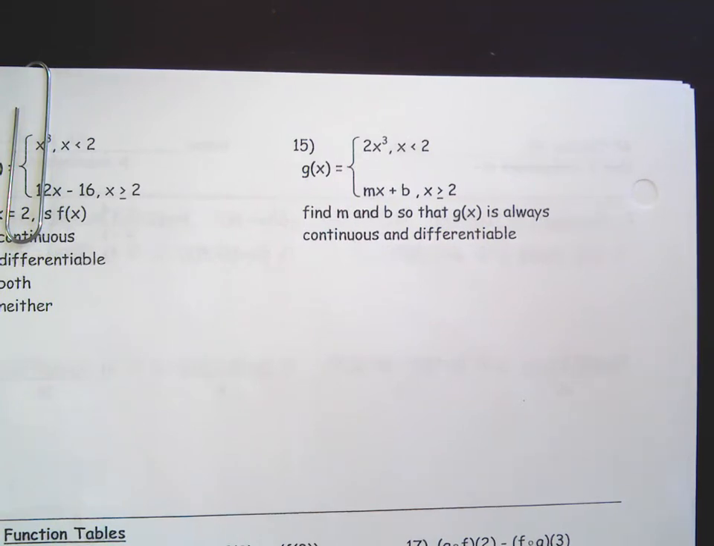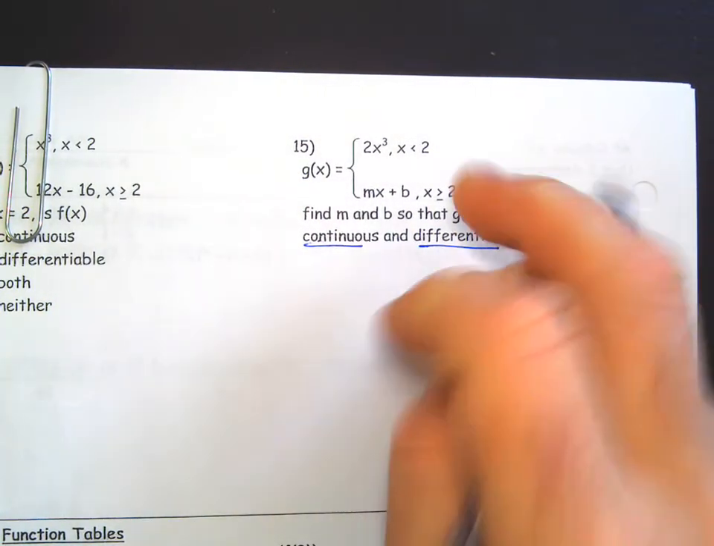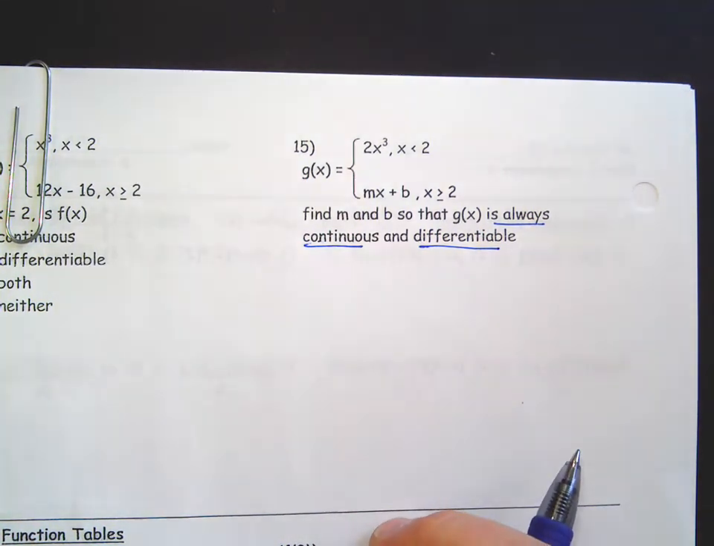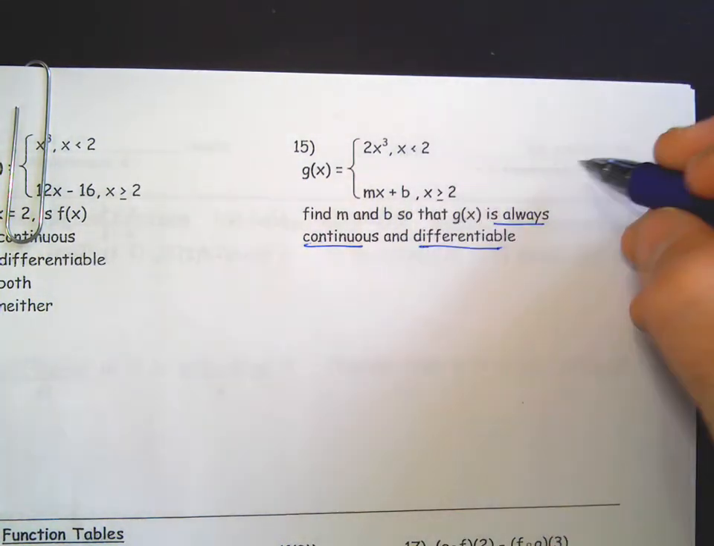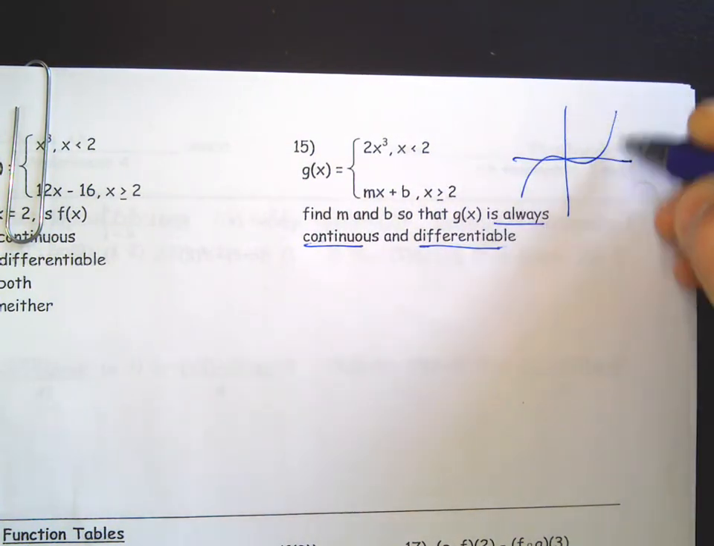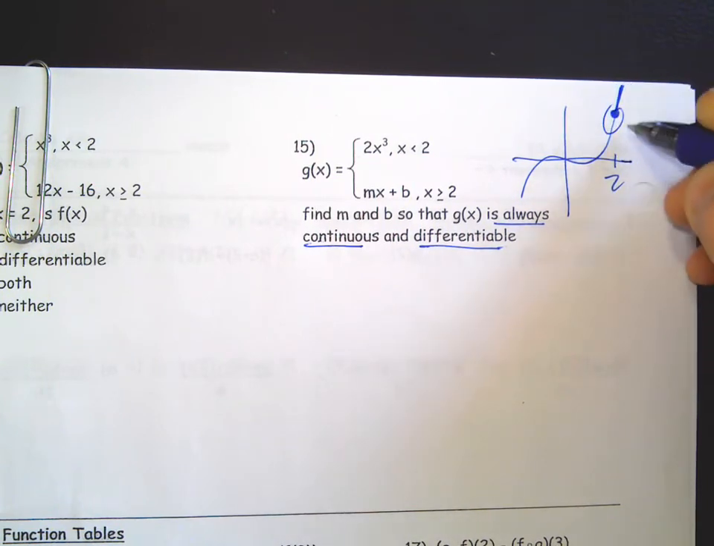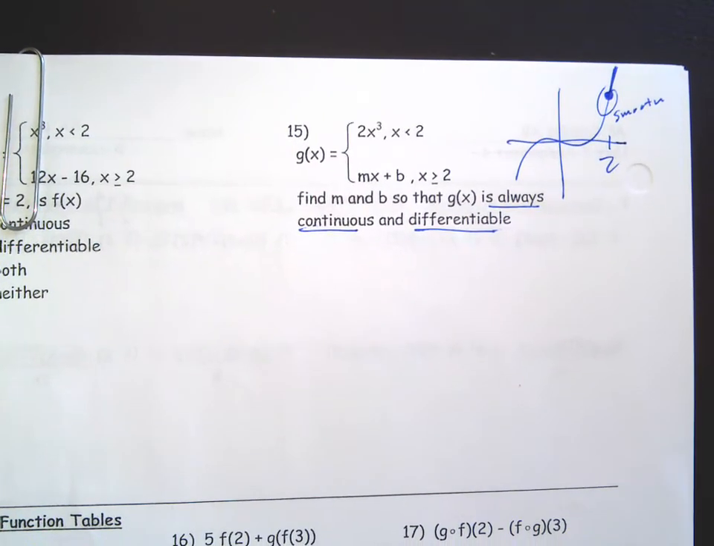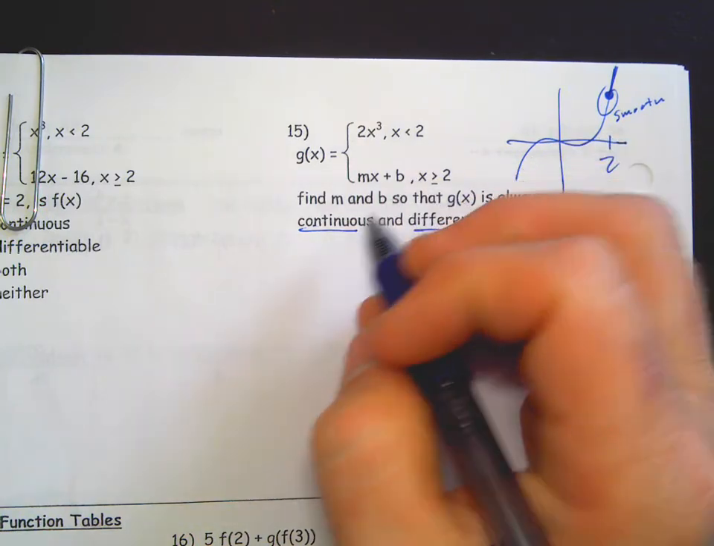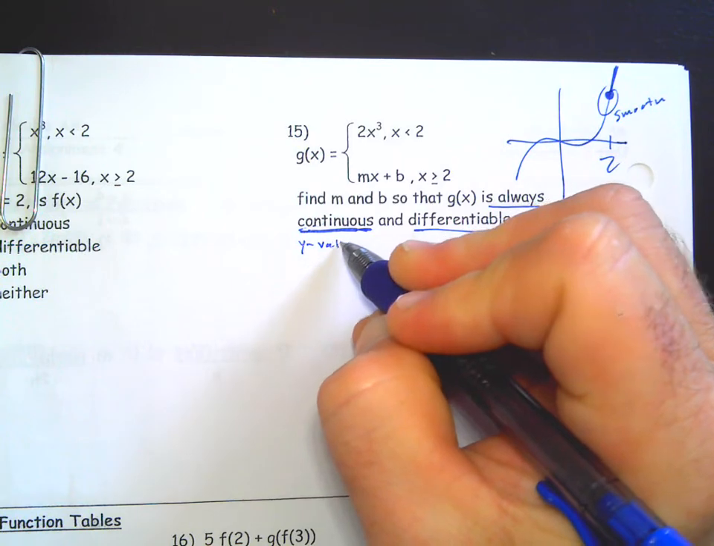So it's find m and b so that g of x is always continuous and differentiable. So we want to make it continuous and differentiable. So if you want something to be true, then a lot of times what you're going to do, I mean, this, by the way, is a cubic, something like that. This is a line. And then at 2, we want it to be a perfect match, and we want it to be smooth, right? That's our goal. So if you want something to be true, then you act like it is true.